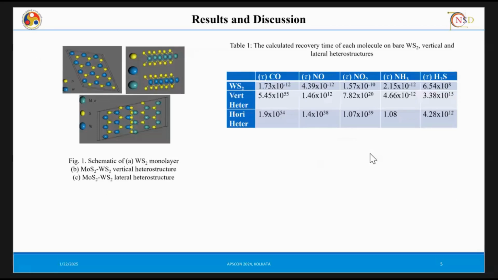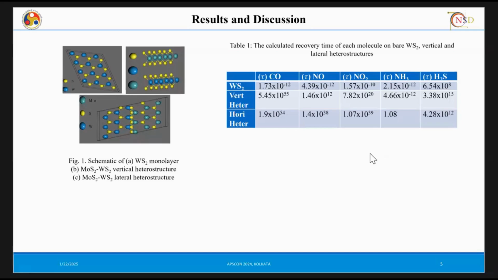As I have mentioned, we have worked on the unit cell as well as the heterostructure. Here we have worked on the WS2 monolayer, where WS2 is a 2D material. We first interacted with the WS2 monolayer, and after that, these are the representations of the vertical and lateral heterostructures of WS2 and MoS2.